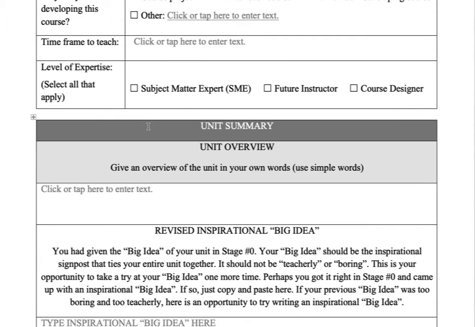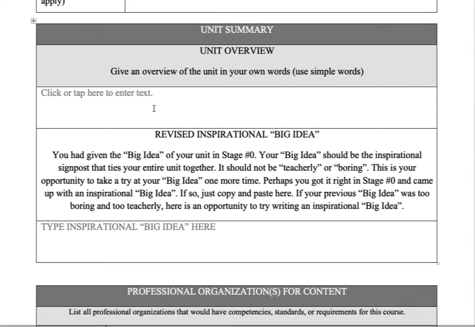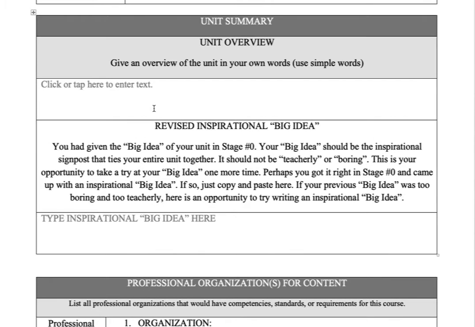And then below that, you see that it's asking about your level of expertise. So you can just click to indicate in the box which one describes you. Are you a college student? So then you would put future instructor. If you're designing the course, click in there. Or if you're the teacher, then you could consider yourself to be a subject matter expert, as you would have a degree in whatever it is that you would be teaching.